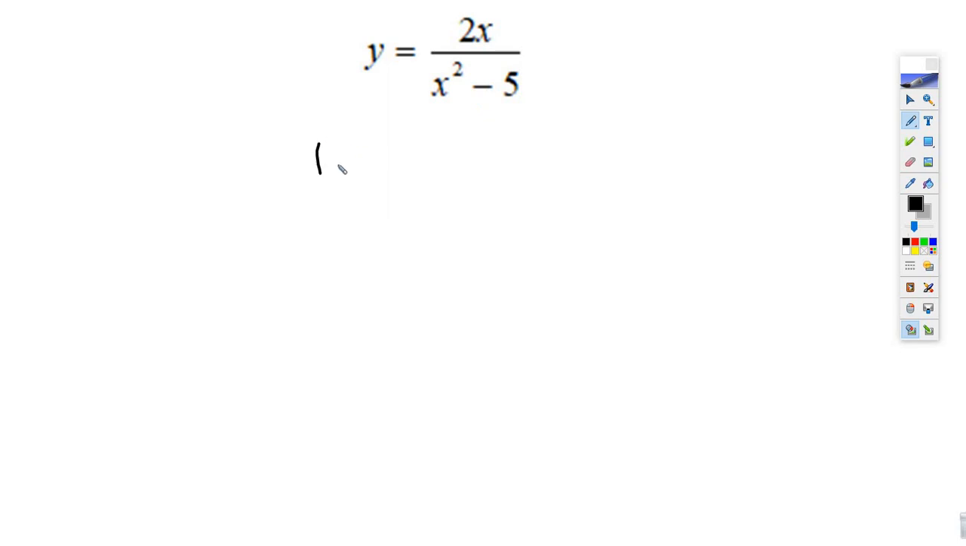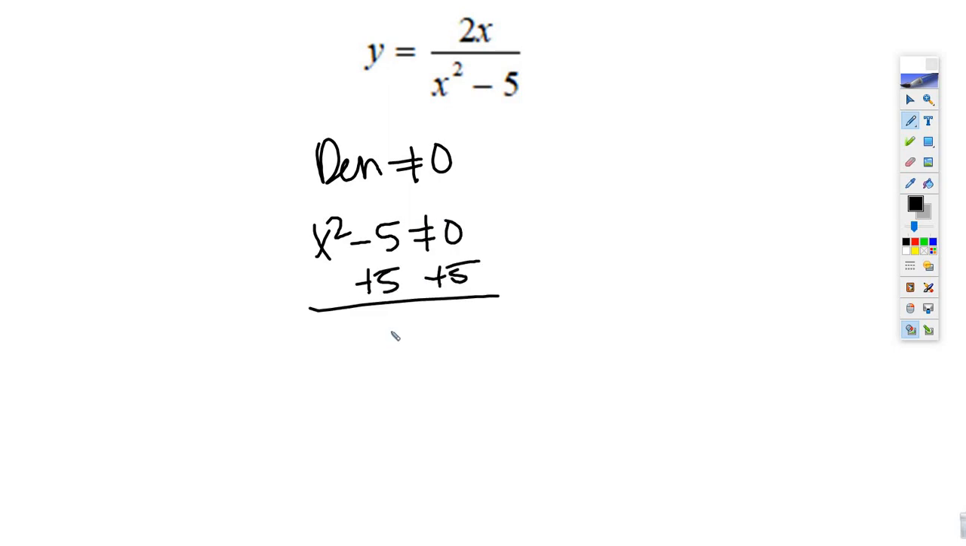So no radical this time, just a denominator that cannot be equal to 0. So sometimes things just don't work out nice and pretty, and that's okay. That doesn't make it any less of a correct answer. So x squared cannot be equal to 5. We're going to square root both sides, so I get that x cannot be equal to plus or minus the square root of 5. So it can be anything else except the plus or minus the square root of 5.